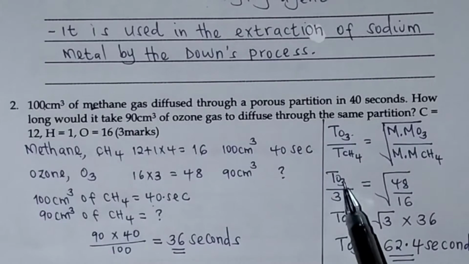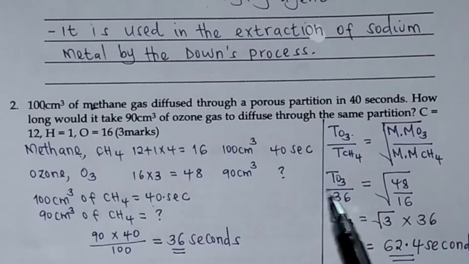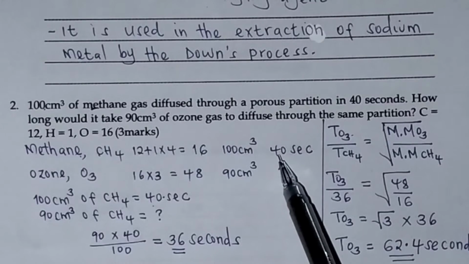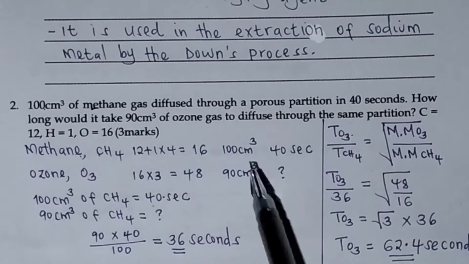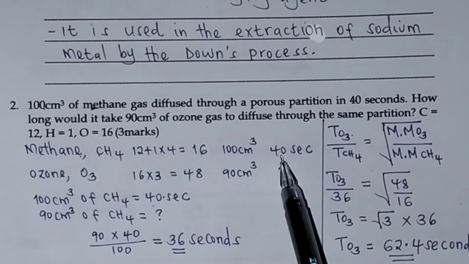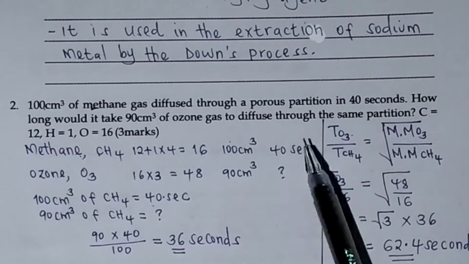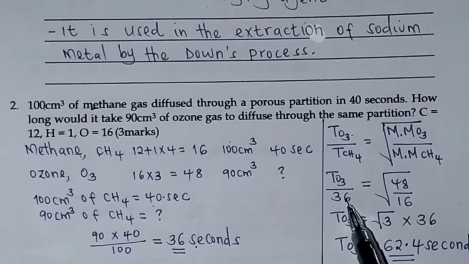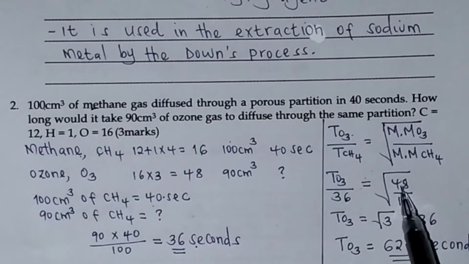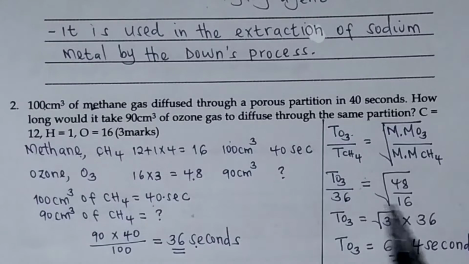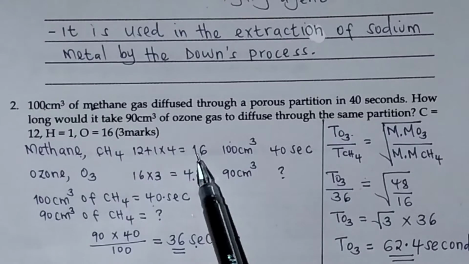We don't have the time for ozone. It's the one that we are looking for, divided by the time for methane. The time for methane is 36. We are not taking 40 because remember we have made the two volumes to be the same. So if we make 90 centimeter cube of methane, the time for methane will be 36. So we're going to have 36 there. It will be equal to the square root of the relative molecular mass of ozone, which is 48, divided by the one for methane, which is 16.